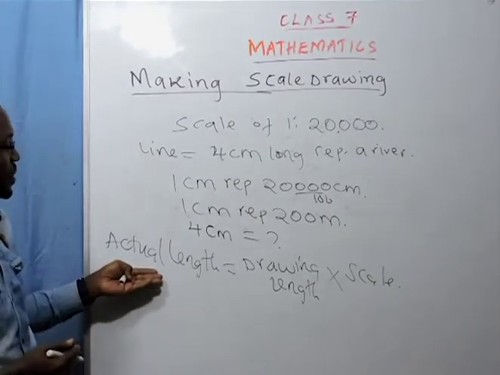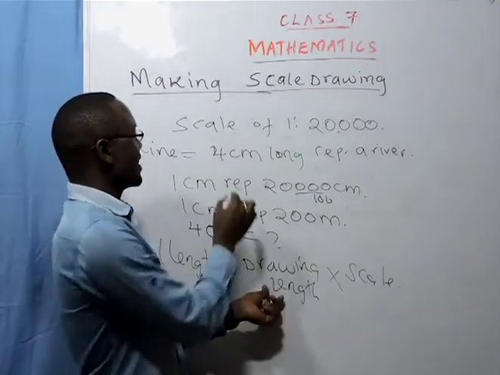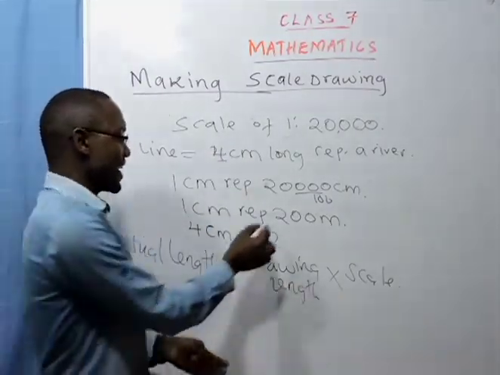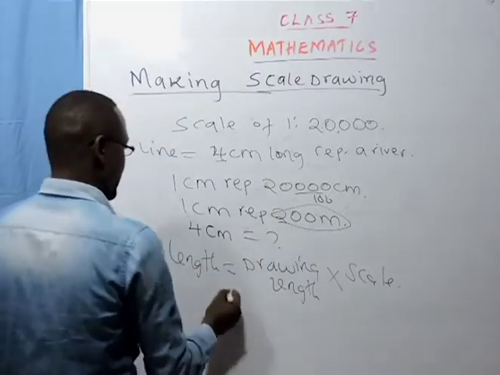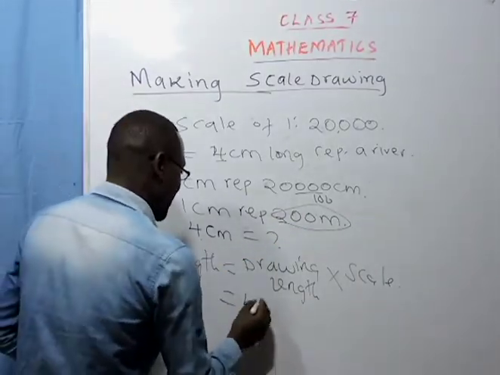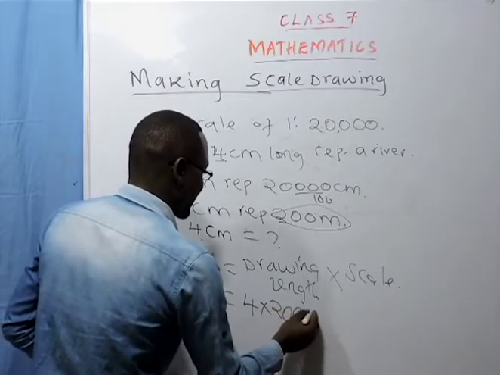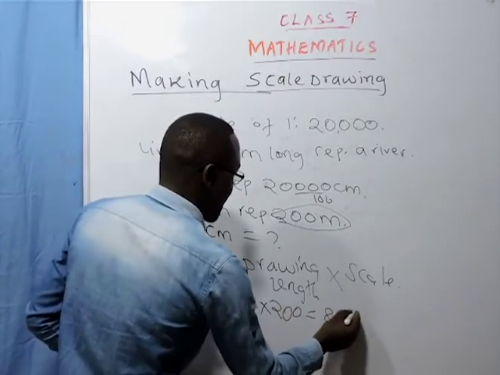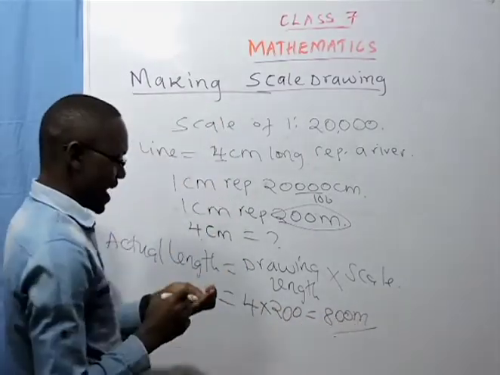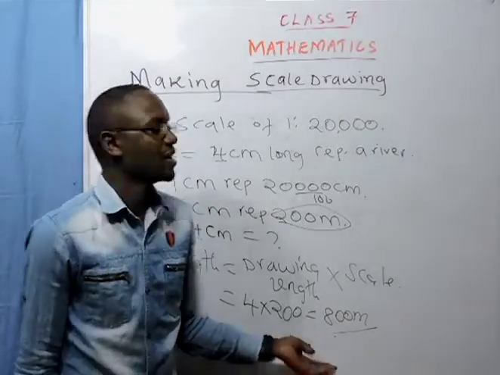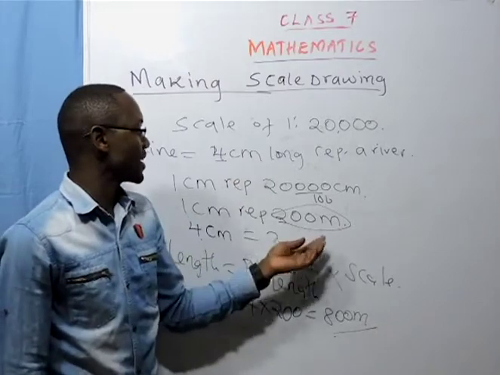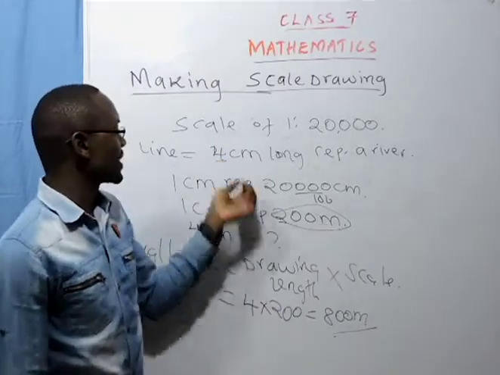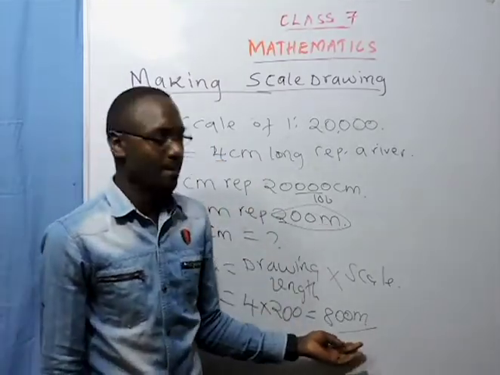To get the actual length, we get the drawing length, that is 4 centimeters, times the scale. In our case, the scale will be 200. So, 4 centimeters will represent 4 times 200, which is 800 meters. That is now the actual length of that river. Because on the map, 1 centimeter represents 200 meters, so 4 centimeters will represent 800 meters.